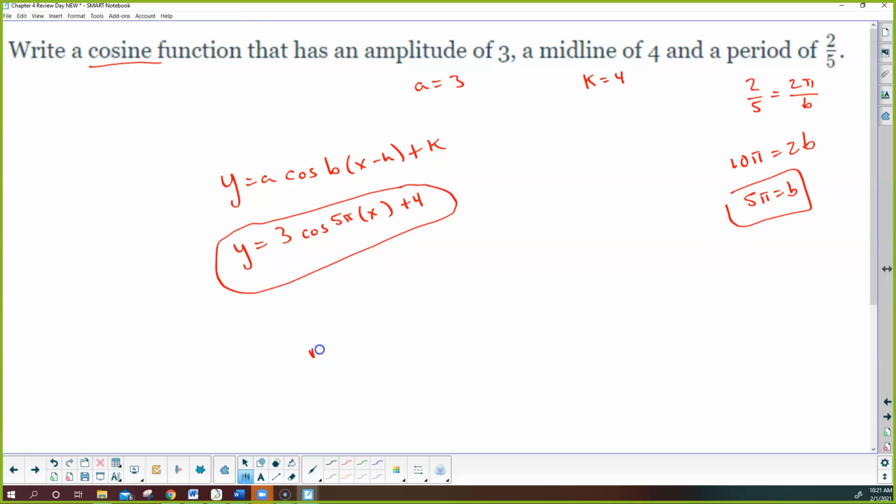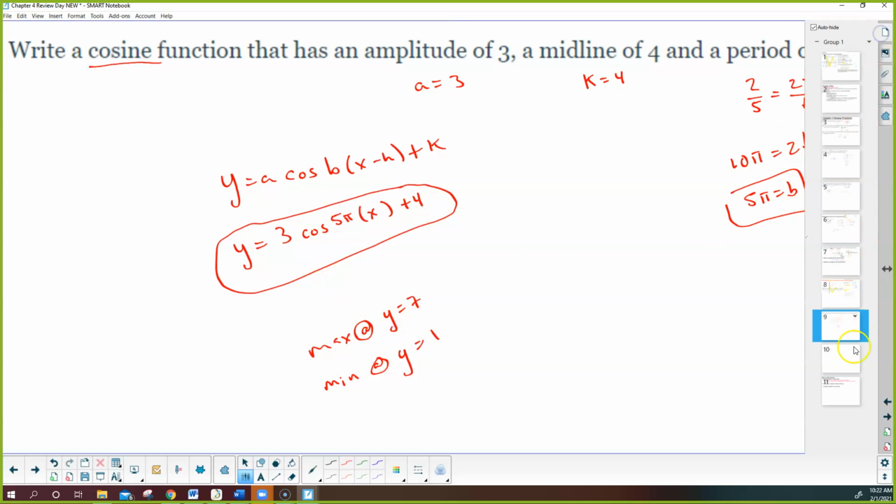Now notice, I could also ask you a question like this. What's the max value? Well, here's the midline at 4, and I have an amplitude of 3. The max would be at the equation y equals 7, right? Midline plus the amplitude. And then what would the min be? Well, the min would be your midline minus the amplitude. So 4 minus 3 would be 1. So we can ask you questions about that once you know it.